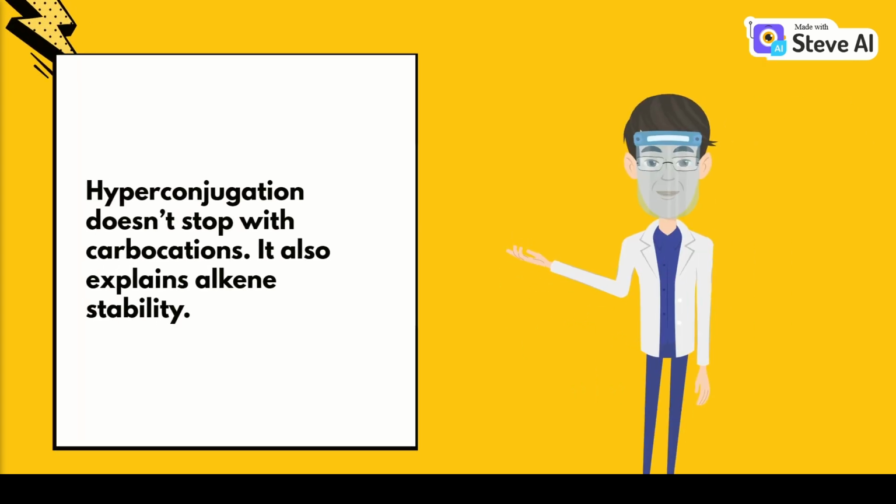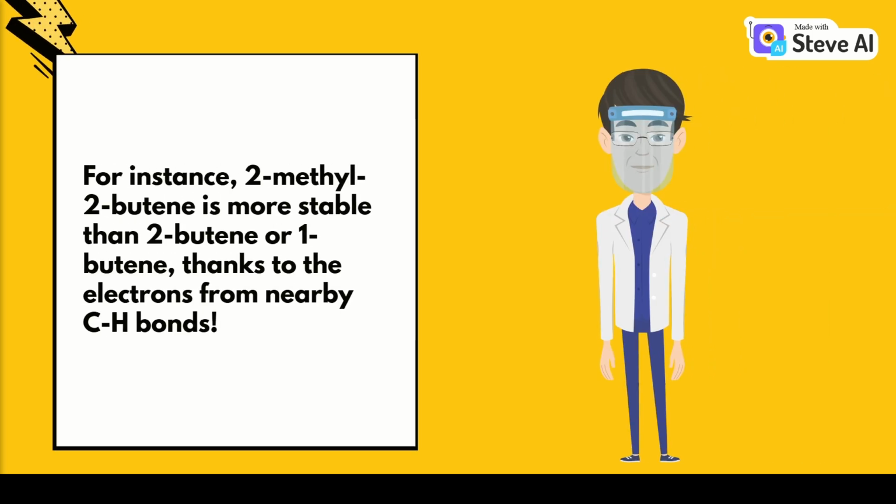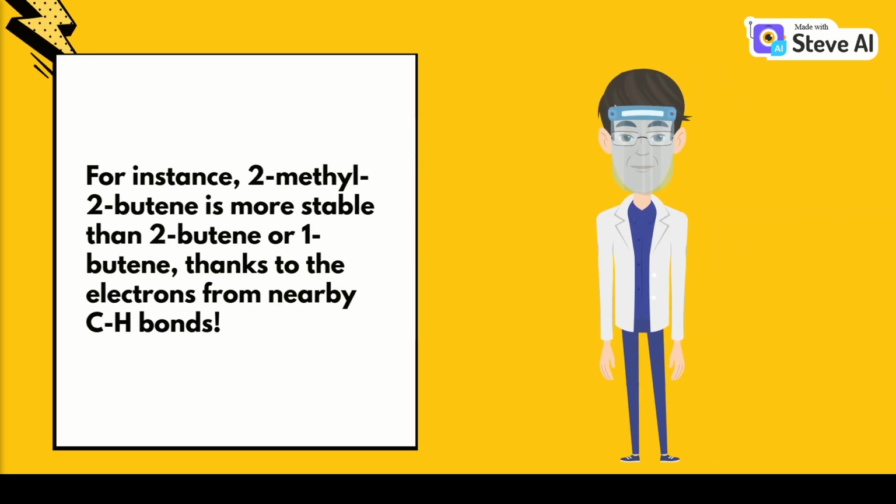Hyperconjugation doesn't stop with carbocations. It also explains alkene stability. For instance, 2-methyl-2-butene is more stable than 2-butene or 1-butene, thanks to the electrons from nearby C-H bonds.